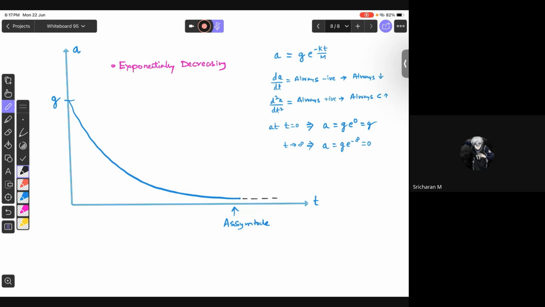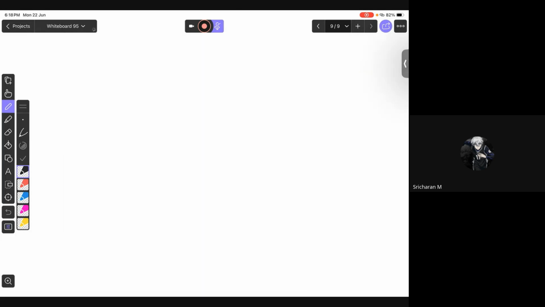v is mg by k. Yeah, correct. Acceleration becomes 0. Total force 0 means acceleration 0, no? Yeah, correct. So make acceleration 0 or force 0, both are the same thing. Okay. Next is that question.